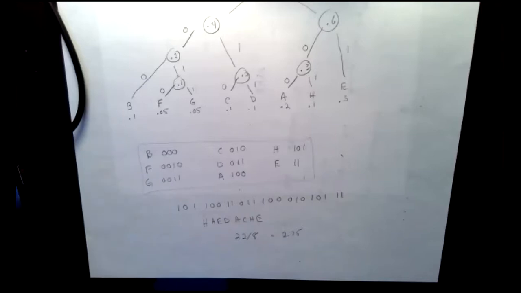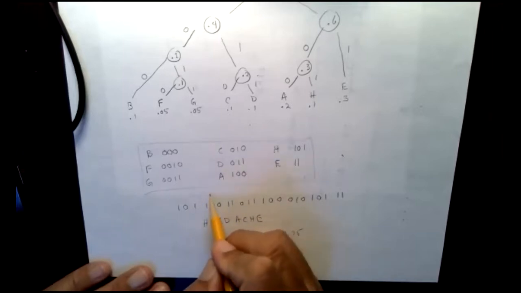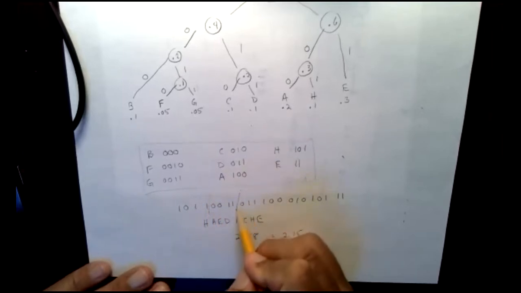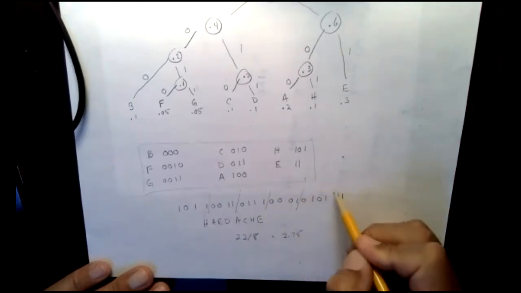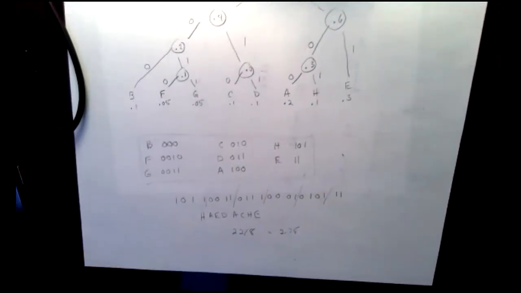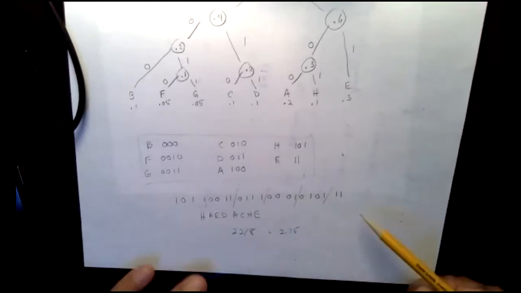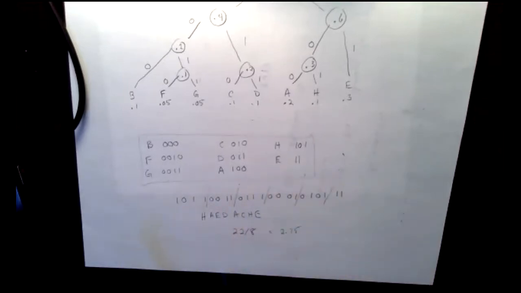Now, what would be easier to send instead of all these zeros and ones? Well, what if I turn this into hexadecimal? You know, hexadecimal is 16. So we're looking at groups of four. So I could turn this into hexadecimal by looking at groups of four. I went the wrong direction. I should have been going this way from right to left.